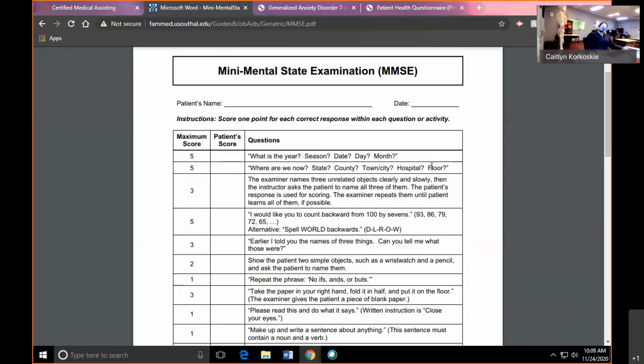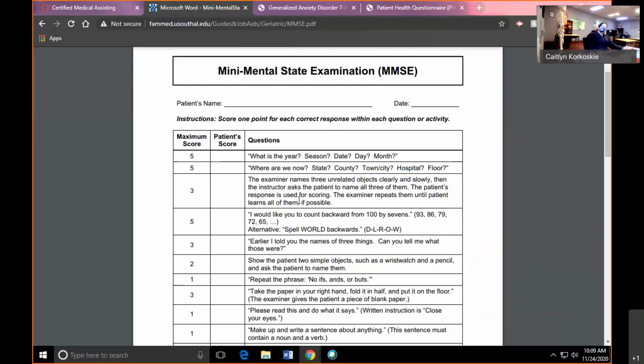So this one where it says hospital or floor, that can be confusing. So I ask them, what type of building are we in right now? They could say clinic or hospital, both would be correct. And then I ask what level we're on. So are we on the first level, the second level, the third level, and so on.